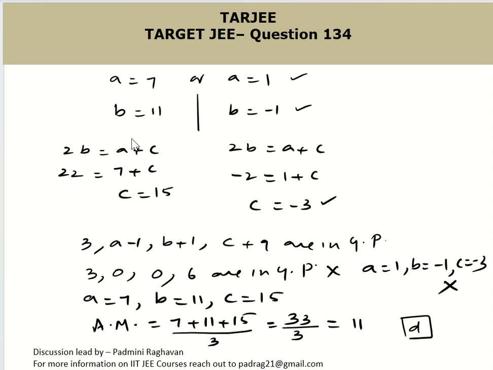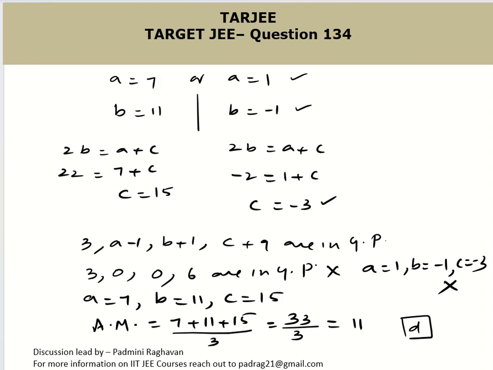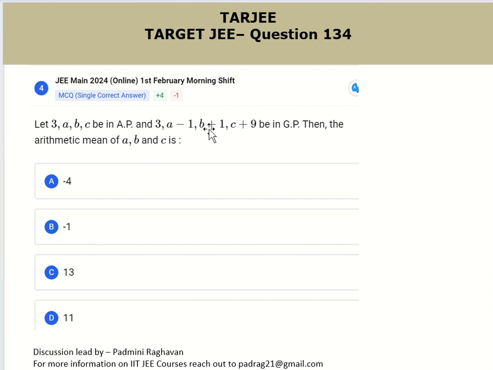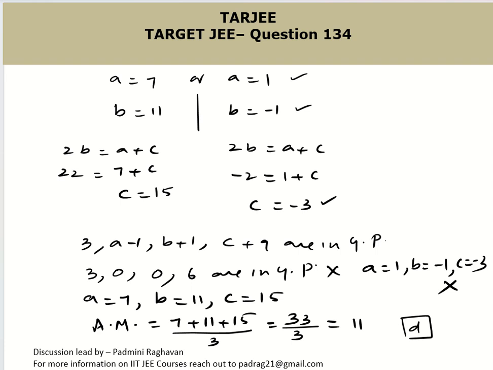Slightly tricky question because you need to reject the values a is equal to 1, b is equal to minus 1, c is equal to minus 3. Why am I using this result to verify which values of a, b, c should be taken? We actually get four relations involving only three variables. We have used relation 1, relation 3, and relation 2, but not relation 4. That means I have not used this GP fully: a minus 1, b plus 1, c plus 9 in GP. When I substitute a is equal to 1, b is equal to minus 1, and c is equal to minus 3, I get these terms to be 0, 0, 6, which is not a GP. So whenever we have fewer variables and more equations, we are likely to get some extra values for a, b, c, which need to be verified using the relation we have not used in getting the values. So the answer to this question is 11 as the arithmetic mean. So the option is option D.